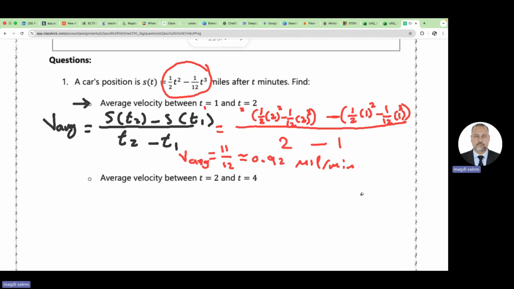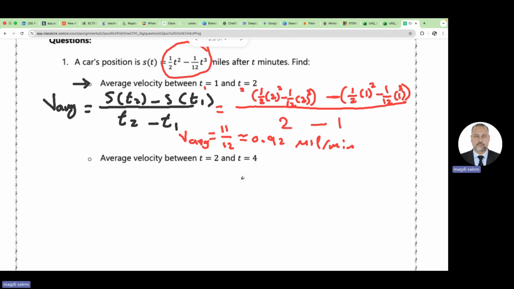The second question is also the same, but he's changing the time. He wants the average velocity between t equal 2 and t equal 4. So the average velocity is, same formula, V average equal. Now this is T2 and this is T1. So you are going to find S of T2, which is S of 4, minus S of T1, which is S of 2, divided by 4 minus 2.